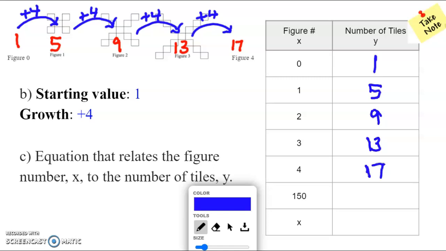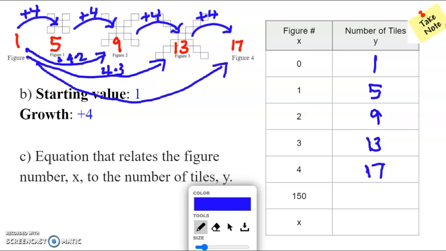How did we figure that out before? We figured out what was added. So going from figure 0 to figure 2, what was added to figure 0? Well, 4 was added twice, so we added 4 times 2. From figure 0 to figure 3, we added 4 three times: 1, 2, 3. What about here? We added 4 this time 4 times. Do you see the trend? Figure 1, we added 4 once. Figure 2, we added 4 twice. Figure 3, we added 4 three times. And figure 4, we added 4 four times.